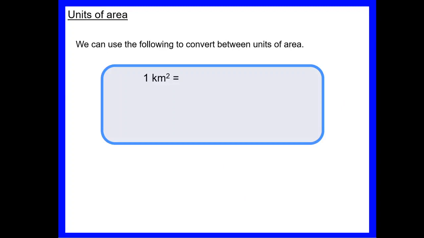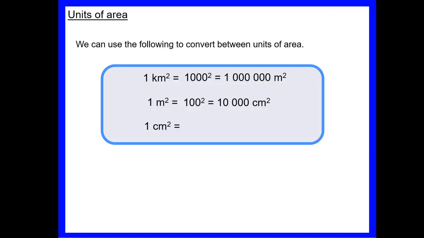Okay, so let's have a look then. If I want 1 kilometre squared, we know there are 1,000 metres in a kilometre. So 1,000 one way and 1,000 the other way, so that's 1,000 squared, which is 1 million metres squared. 1 metre squared, we know to get from metres to centimetres we times by 100. So again we do that in 2 directions, so that's 100 times 100, 100 squared is 10,000 centimetres squared. And to get from centimetres squared to millimetres squared, there are 10 millimetres per centimetre. Again, we've got that in 2 directions, so we're going to do 10 squared, and 10 squared is 100 millimetres squared.